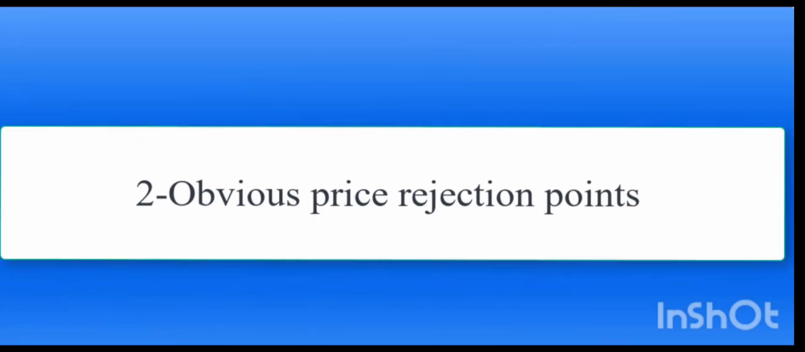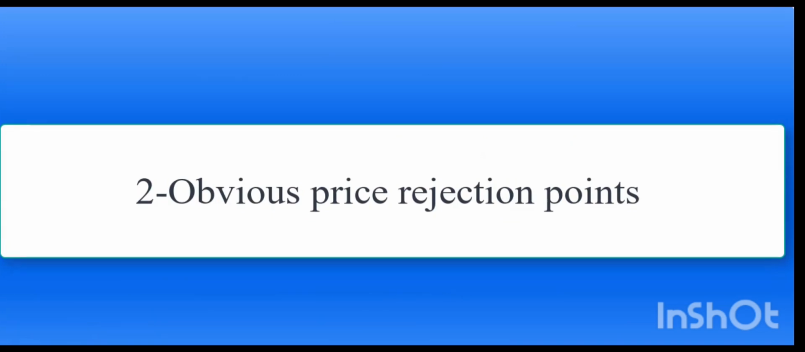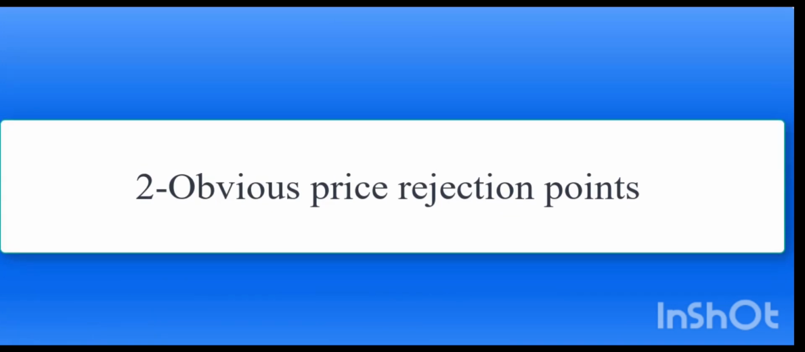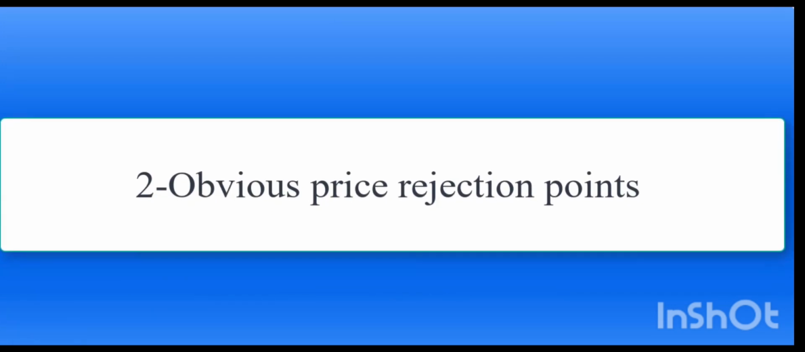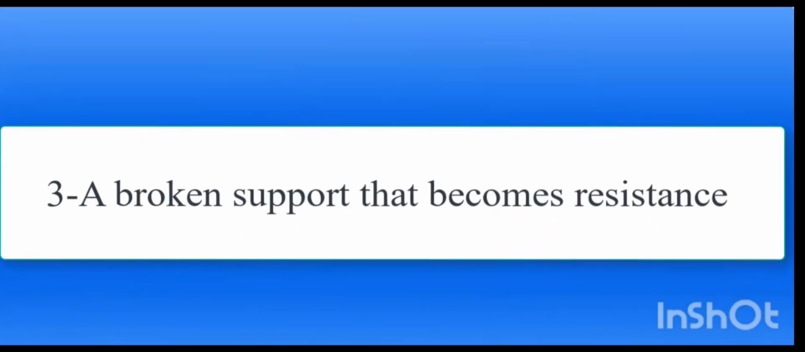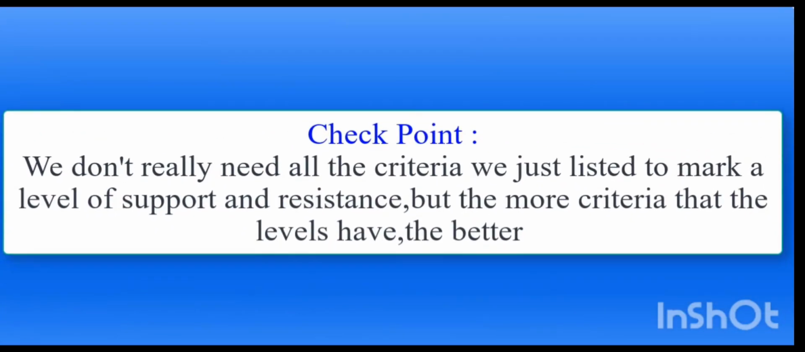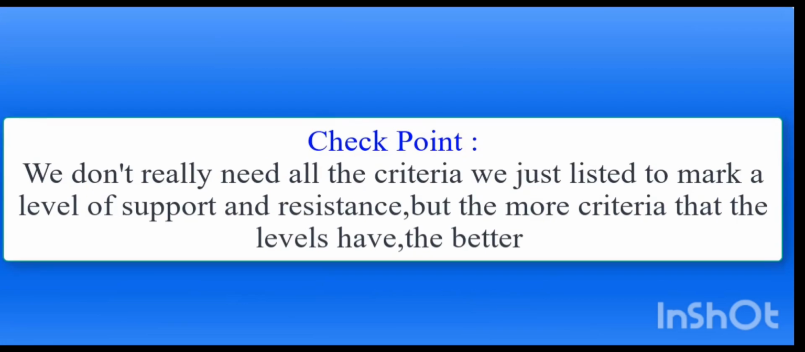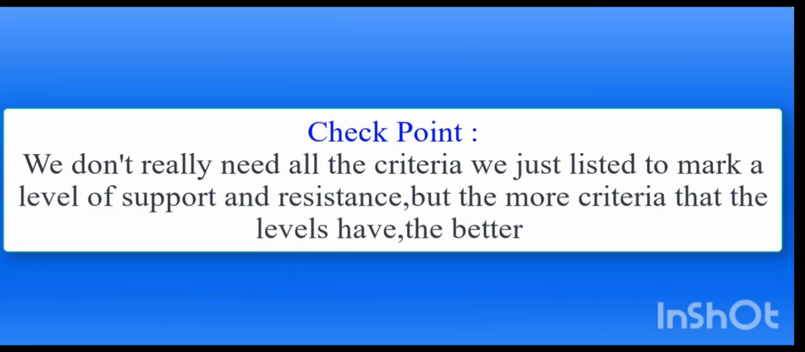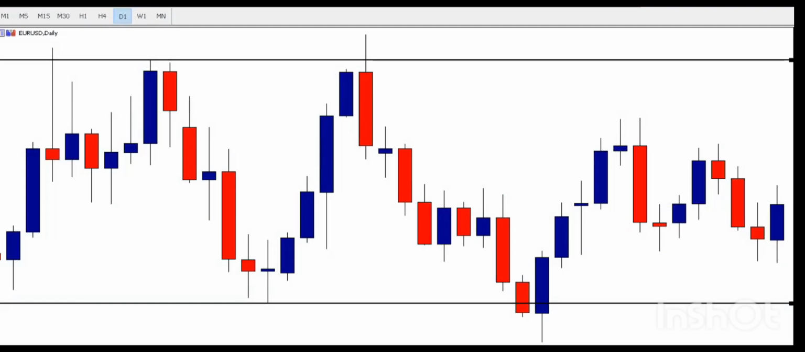It helps a lot. The second one is obvious price rejection points, where you see those pin bars, hammers, where there is obvious price rejection. Number three, a broken support that becomes resistance, a broken resistance that becomes support. All these criteria are very important, but we don't really need all of them, though you can make use of all of them, or most of them, as you're trading.